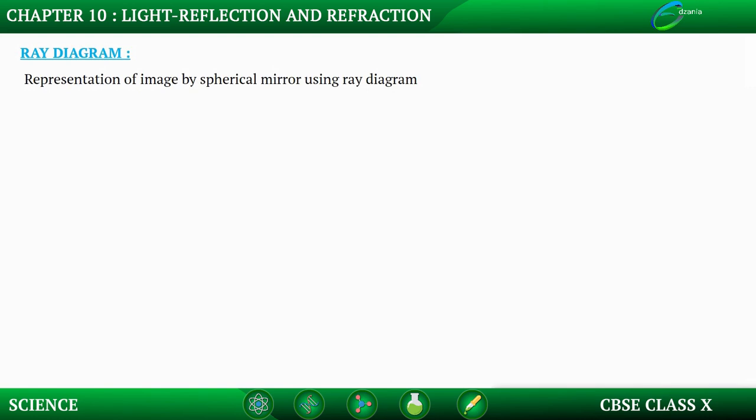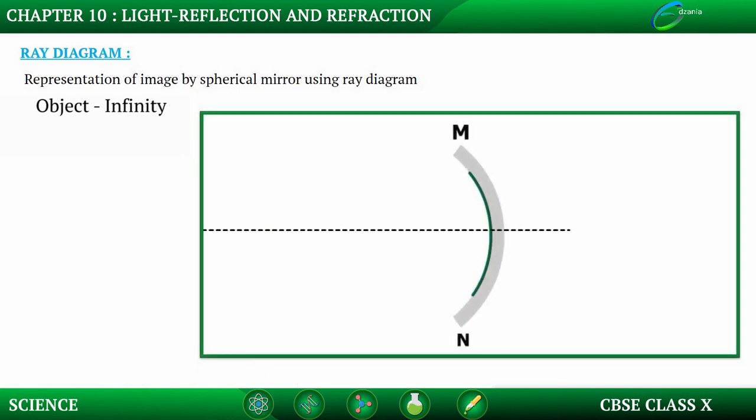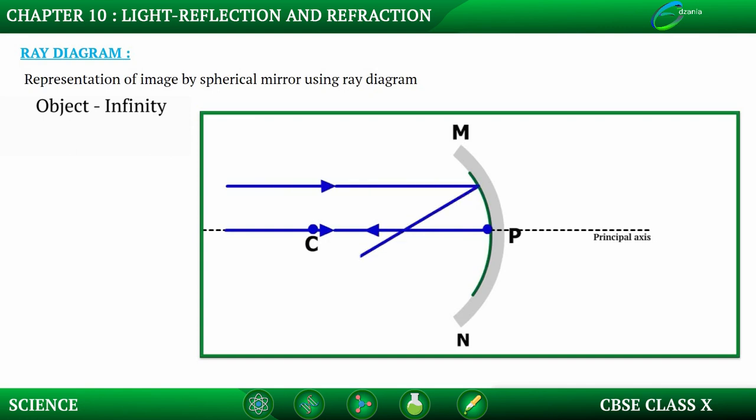First case we will see is when the object is at infinity. In that case, the light rays falling on the mirror will be parallel to the principal axis. We have discussed this earlier also. All the rays which are falling parallel on the mirror, after reflection, will go through the focus of the spherical mirror. In the case of a concave mirror, all the rays which are falling parallel will be converging at the principal focus. Now we'll try to understand why.